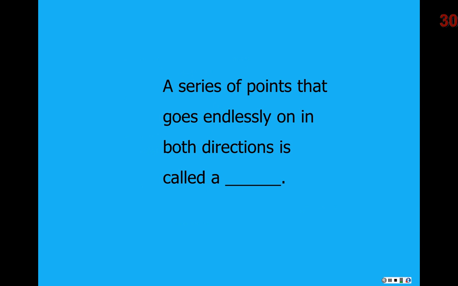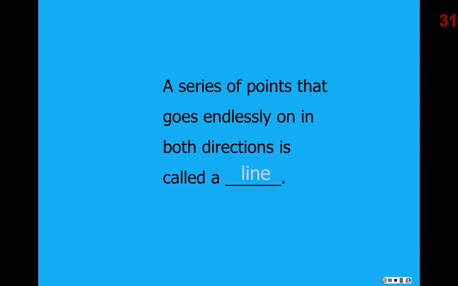A series of points that goes on endlessly in both directions is called a what? What's it called? No, a series of points that goes on endlessly. We were drawing a whole bunch of them yesterday when we were doing the coordinate system. What was it that you were drawing yesterday? Thank you. A line is just a series of points that are connected that go on forever.